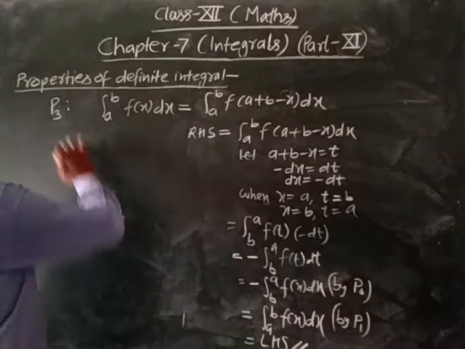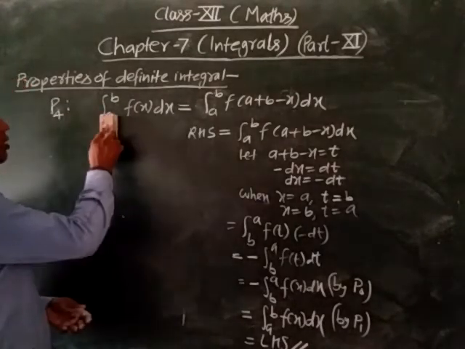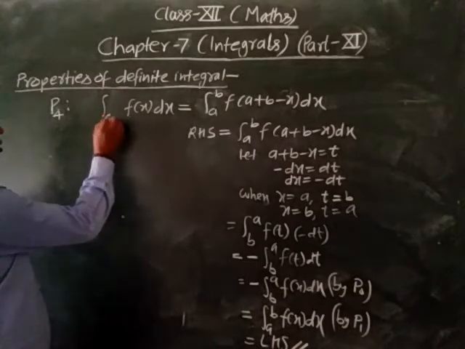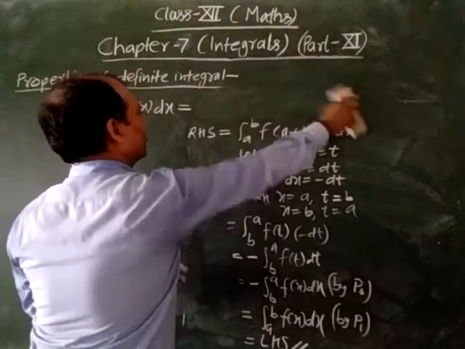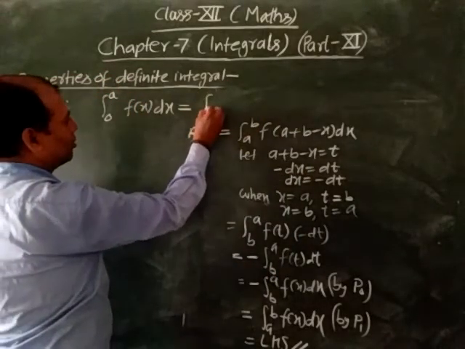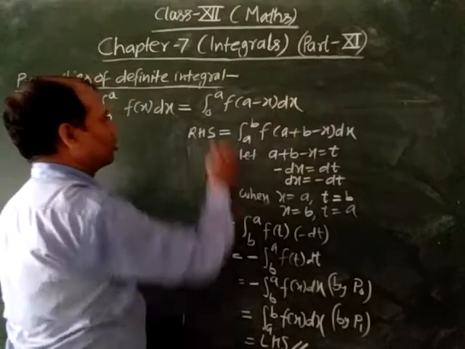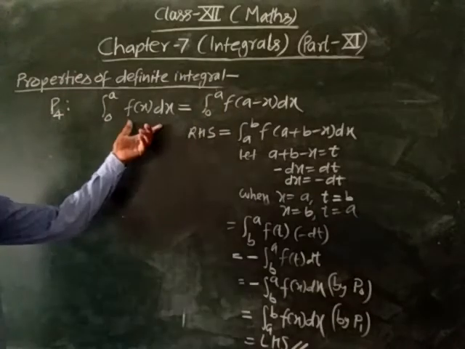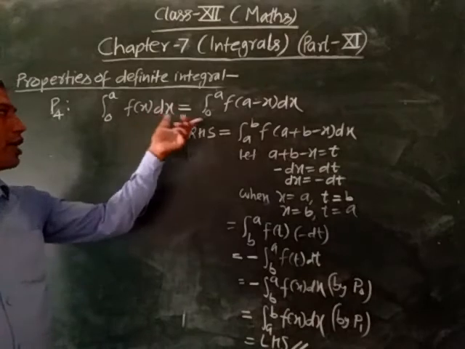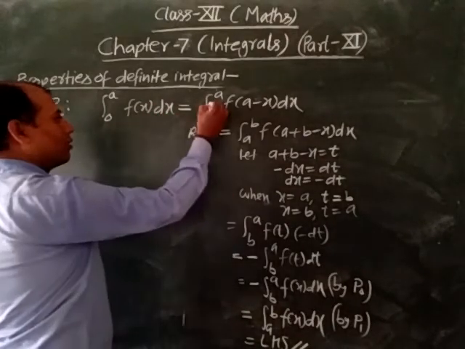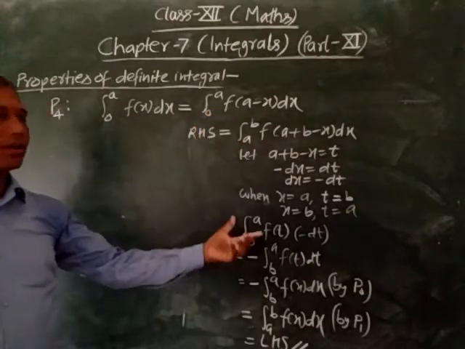Now we are going to discuss another property, property P4. In this property, the limits are 0 to a, and here the integral is from 0 to a of f(a minus x) dx. This is a special kind of the previous property, means it is a kind of property number P3. The proof of this can be done in a similar manner.